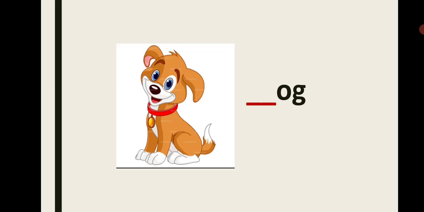Look at the picture. It's the picture of a dog. Dog. Which letter comes in the beginning? Og is given. Tell me. Dog. Good. D is written in the blank.